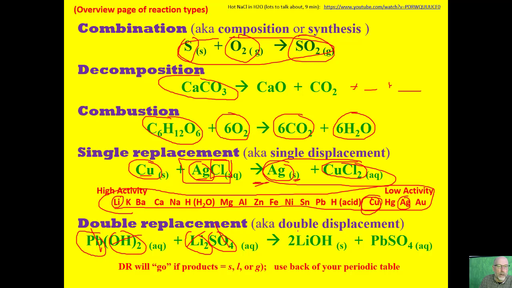together. You can tell if they're going to go because you'll end up with more solids and/or liquids and/or gases on this side of the reaction. It will proceed if you get more solids and/or liquids and/or gases over here. And you can find whether or not things will be solids, liquids, gases, or aqueous on the back of your periodic table. Up here, you can tell solids, liquids, gases.